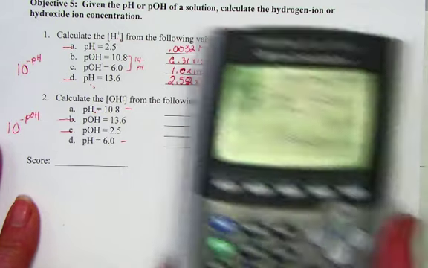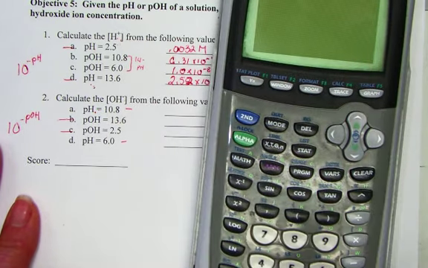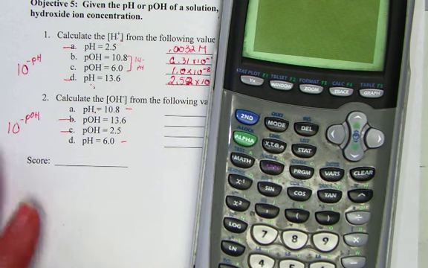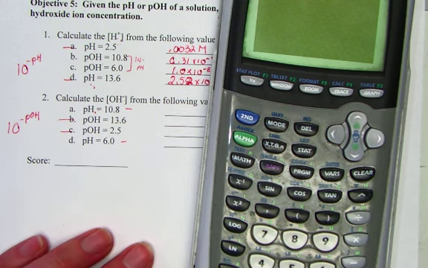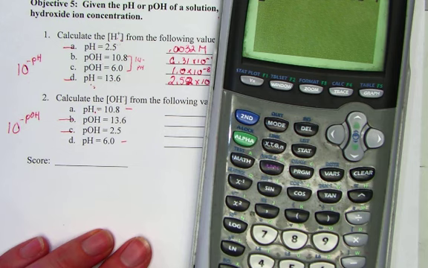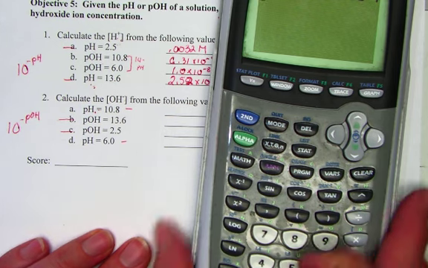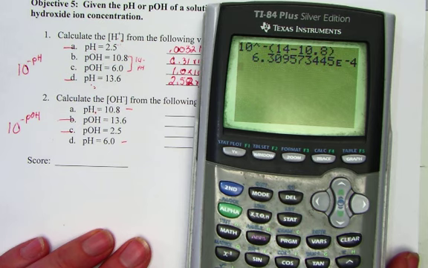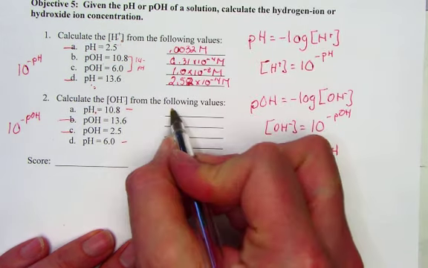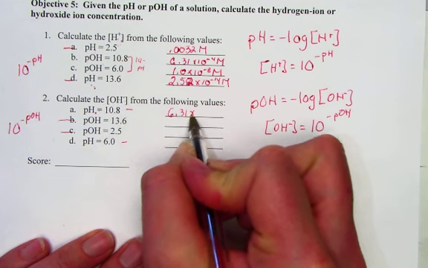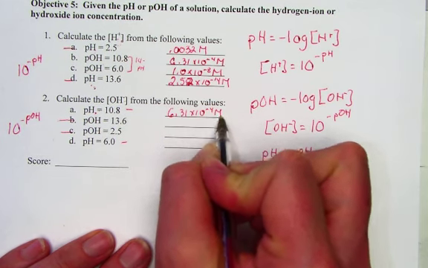But easy enough. We'll let the calculator do the work. 10 raised to the negative, parenthesis, 14 minus 10.8, flipping the pH into a pOH. And we find 6.31 times 10 to the negative fourth molar units. 6.31 E negative 4. So we'll record that. 6.31 times 10 to the negative fourth molar units.